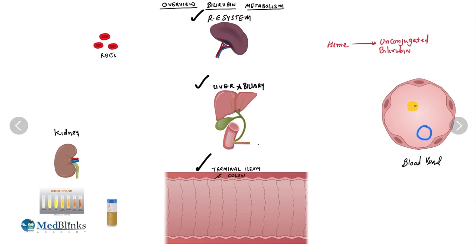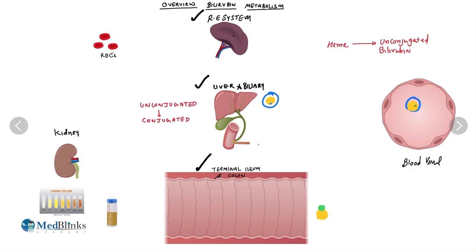It gets bound to albumin and is then carried away in blood vessels to its next destination, that is the liver and biliary tract. The main function of this next compartment is to conjugate unconjugated bilirubin and make it soluble in water. Once it is soluble in water, it is excreted into the biliary system and goes into the third physical compartment, that is the terminal ileum and colon, where further metabolism happens.